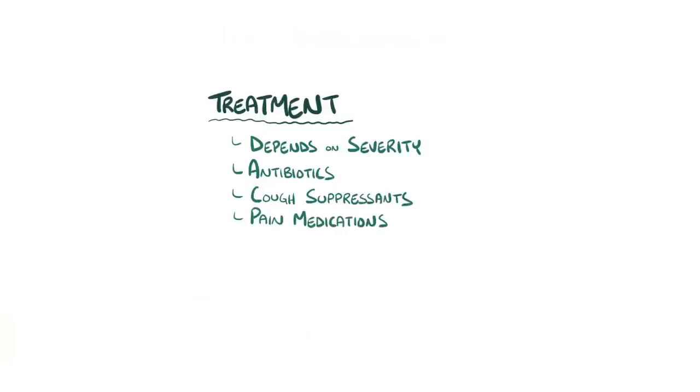The treatment of pneumonia depends on the type and severity of pneumonia. Since bacteria are the most likely cause, antibiotics are often prescribed. In addition, cough suppressants and pain medications are often used to help with symptoms.